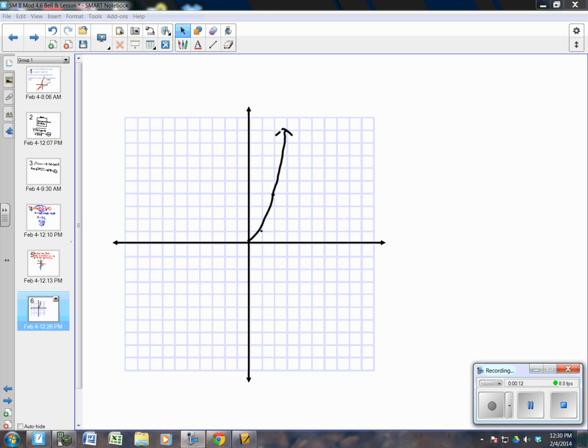You put what? 0 to infinity. He put the domain as 0 to infinity. How did you write that? Okay, you put brackets, 0, infinity. Could you do that?